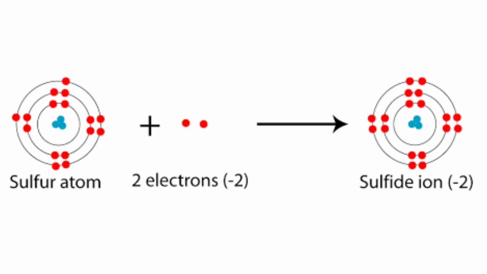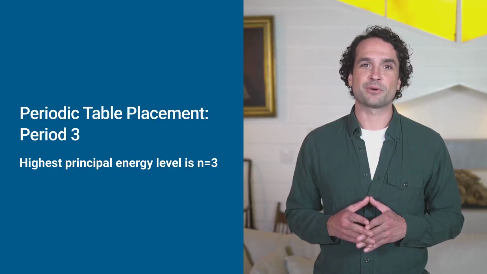When sulfur gains these 2 electrons, it forms a negatively charged ion, specifically a sulfide ion denoted as S2-. Upon gaining these electrons, its electron configuration becomes 1s2, 2s2, 2p6, 3s2, 3p6, which is identical to the electron configuration of the noble gas argon. This transformation allows sulfur to achieve the highly stable octet, explaining its tendency to form -2 ions in many chemical compounds.